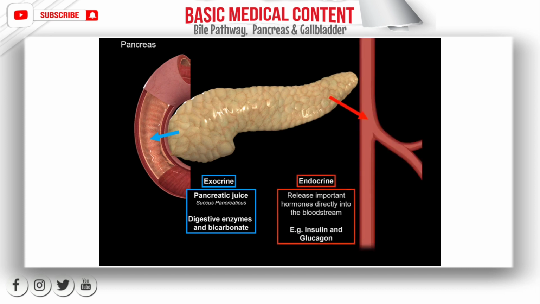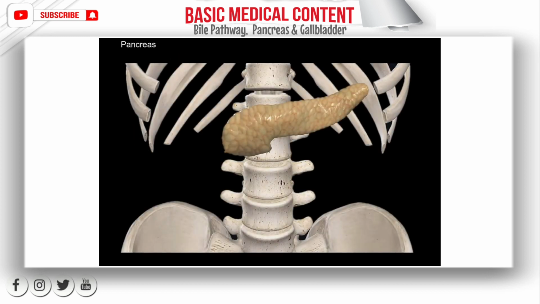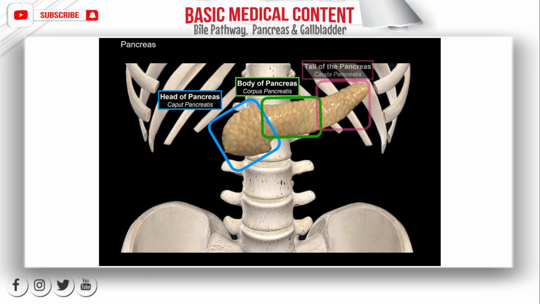But it also has an endocrine function, where it releases important hormones into the bloodstream from cells called the islets of Langerhans. Insulin and glucagon are examples of important hormones released here, regulating the blood sugar. So the pancreas does have an essential function in the body. So the pancreas has three parts. It has a pancreatic head, it has a body, and it has a tail.